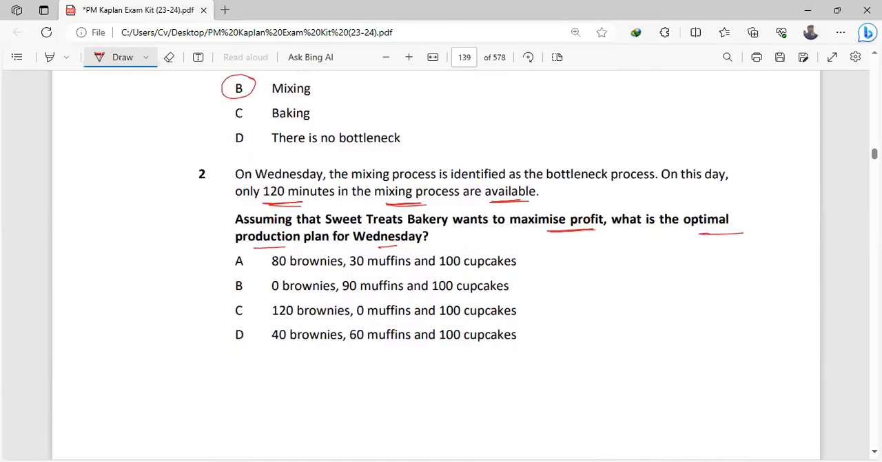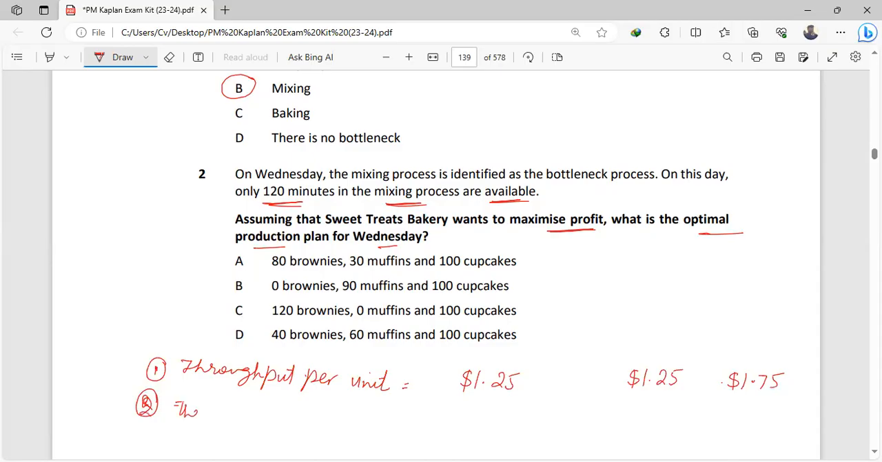Here I would like to write step number one, throughput per unit, which is also called throughput contribution per unit. For the first product, it is 1.25. For the second product, it is 1.25. And for the third product, it was 1.75. Now, throughput per hour.